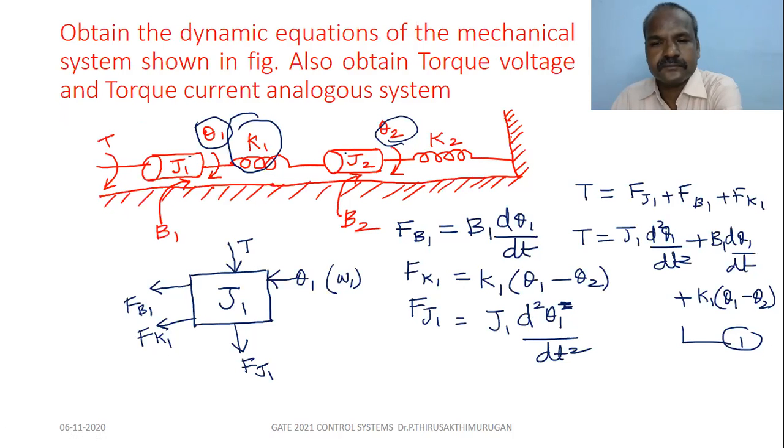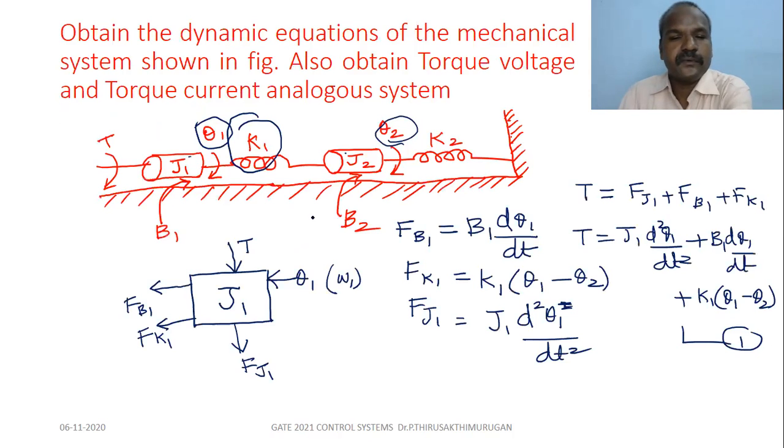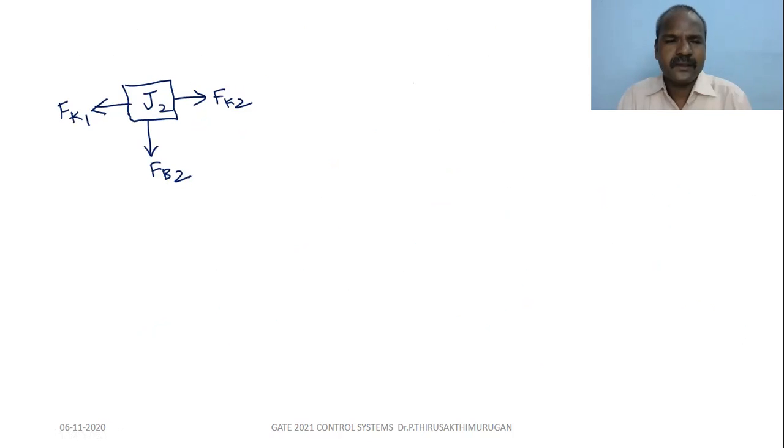Next, for the next node, you draw the free body diagram. What is the next node? J2. Okay. Now, FK1 is also acting here. FK1, FB2, K2 also there, right? FK2. On this, friction is there, and the springs both are acting on the J2. Then there is no external force here, so no developed torque, so that is 0.